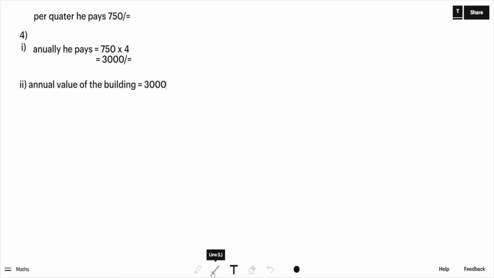So this 3,000 rupees is actually 15%. They are asking the total value of the building, which is the 100% value of the building. 15% is 3,000. They are asking the 100%, the full value of the building, which will give us 20,000.